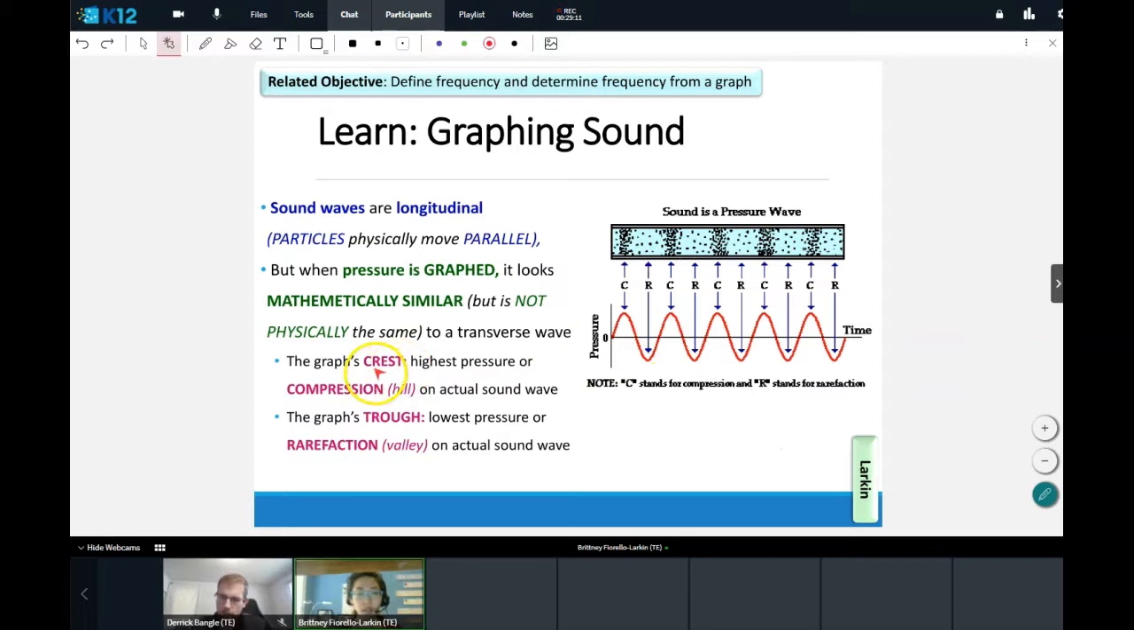Cool. All right, so we learned about these vocab words the other day where we talked about a crest. So remember, a crest is the highest point. So the graph's crest, or the highest point of our graph right here, which I'll do in a different color, right here, that is a crest. That corresponds to graphing high pressure, okay?